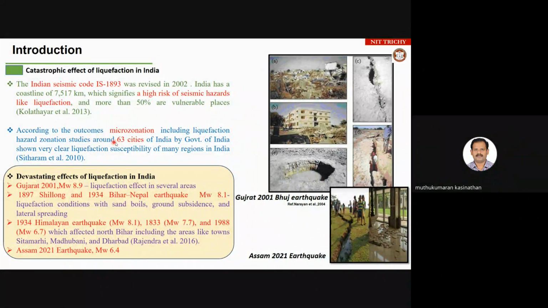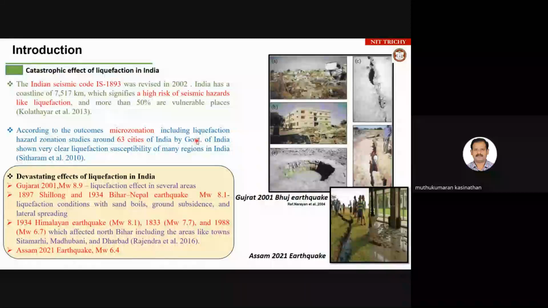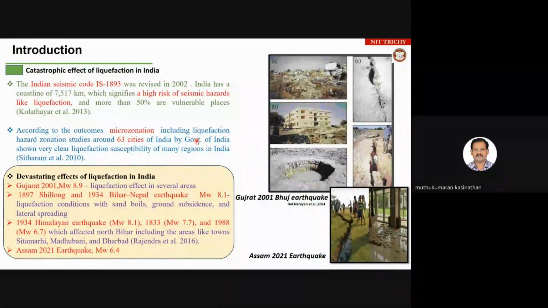According to the outcomes of the microzonation map, including the liquefaction flood zone, 63 cities are vulnerable to liquefaction. So wherever we consider soil under saturated condition, with poorly graded soil of less compactness and less density, it will be prone to more liquefaction aspects.